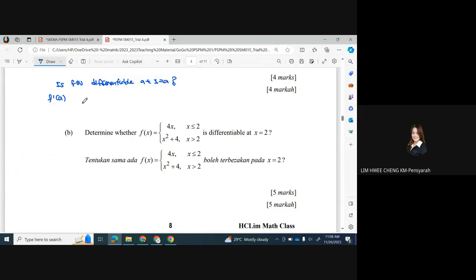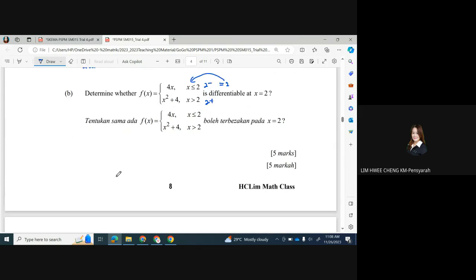Biasa dia katanya. So you must make sure that your f prime a, this left limit of a negative, f(x) minus f(a) over x minus a, must be equivalent to the limit when x approaches a positive, f(x) minus f(a) over x minus a. Okay, for this case, you have two functions. One is 2 negative, one is 2 positive, then the equal sign is also here. So we have to test one by one. Okay, we proceed with the first one first.